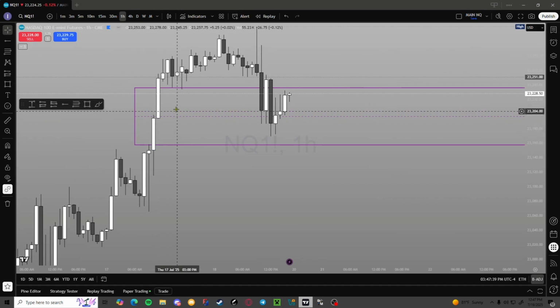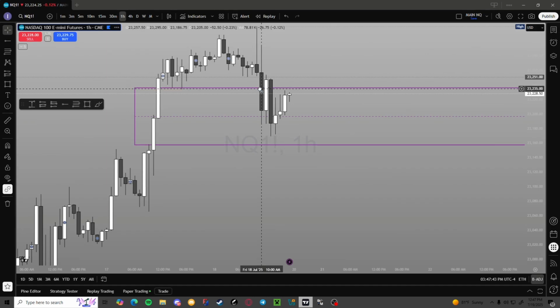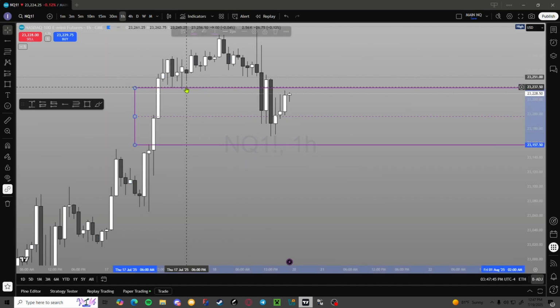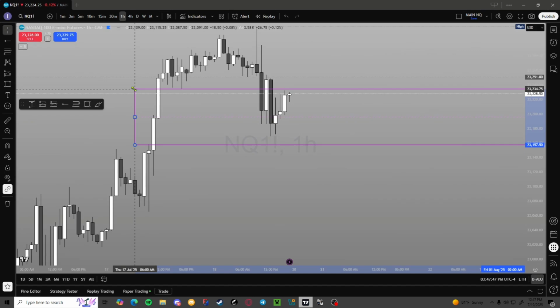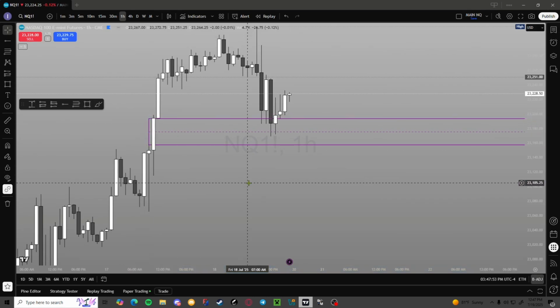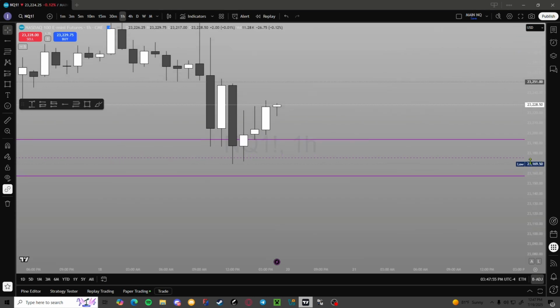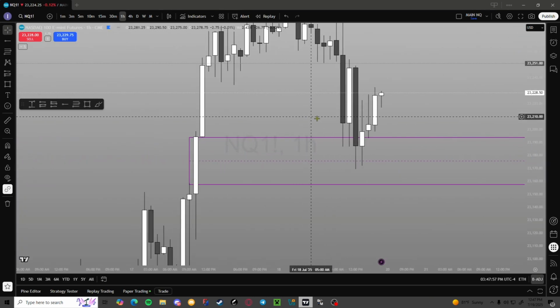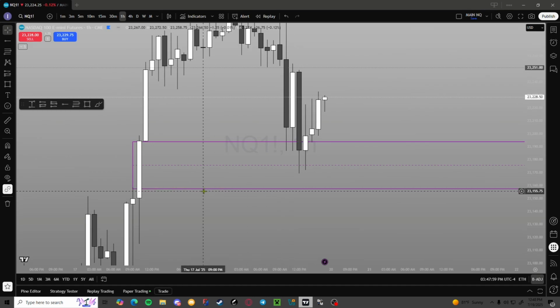So you can make your box smaller. Bring it down to the second 1-hour. Bring it down a little bit more. Yep, perfect. So you can see how on the right side, at current price, we tap perfectly into it. That would have been a great long entry right there.